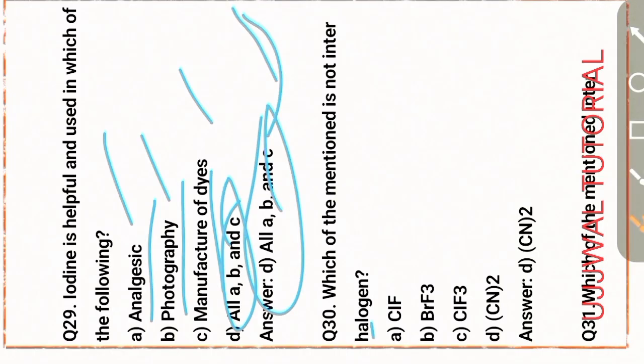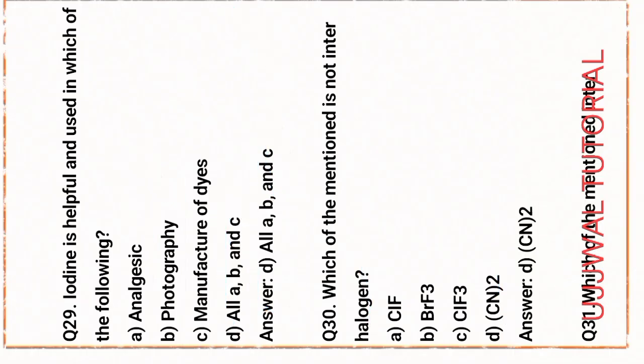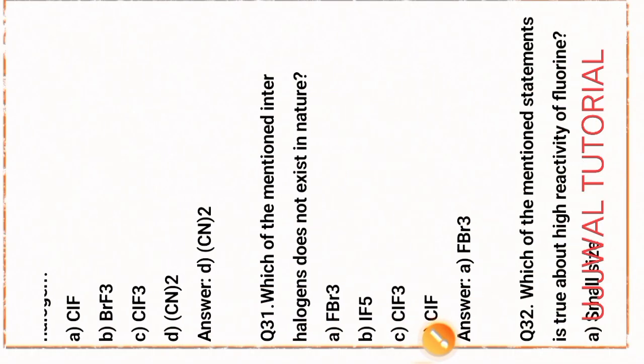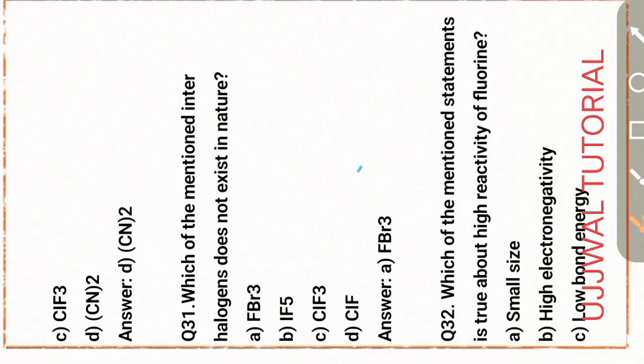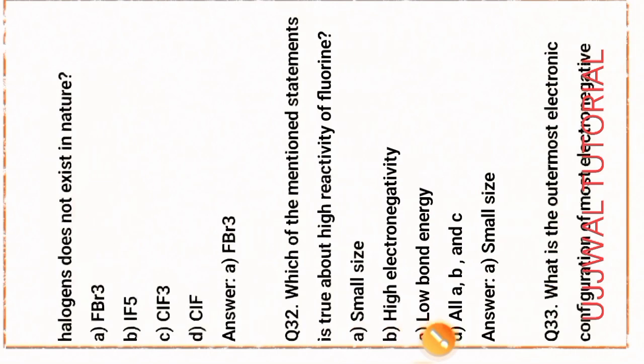Next question number 30. Which of the mentioned is not an interhalogen? Okay. Option D, CN whole 2. Okay. Next question number 31. Which of the mentioned interhalogens does not exist in nature? That is fluorine tribromide, FBr3. Option D is the right answer.